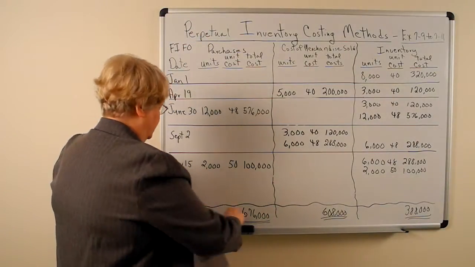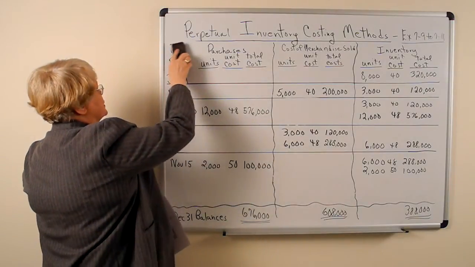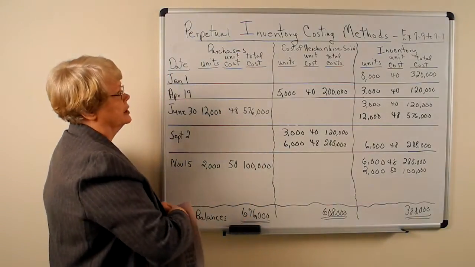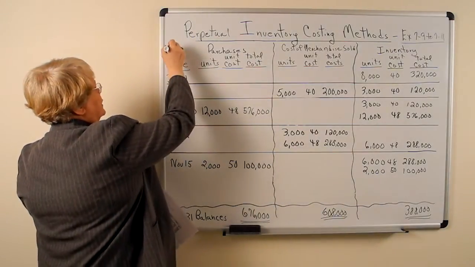FIFO. Now let's look at LIFO. Let's change this to LIFO. Using the same information, this would be exercise 7-11.